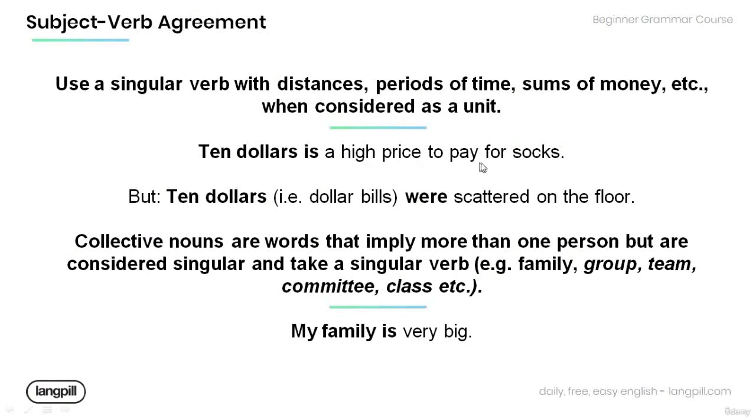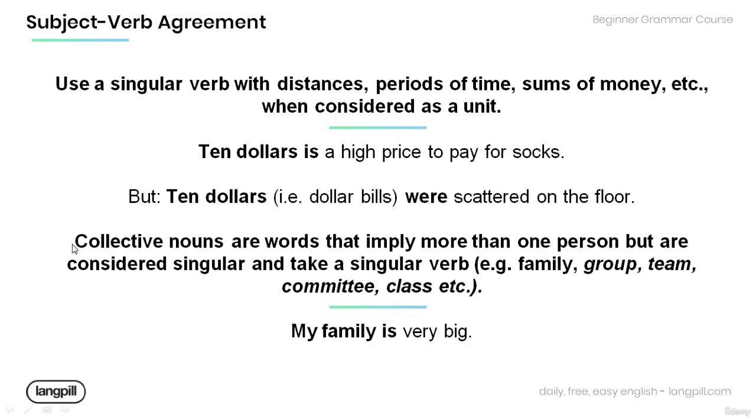$10 is a high price to pay for socks. Note that $10 in this sentence is considered as a unit. And in this sentence, $10 bills were scattered on the floor. $10 is not considered as a unit.